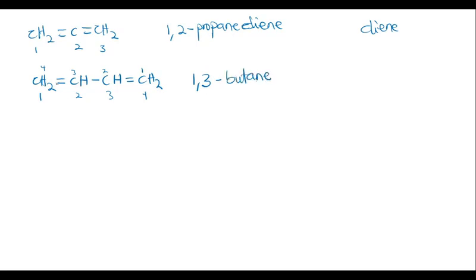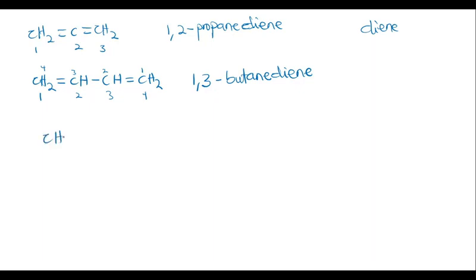Okay, and then we have 2 double bonds, so butane diene. The 1,3 shows where the double bonds are, so the first double bond is on carbon 1, and the second double bond is on carbon 3. Let's have a look at one final example.